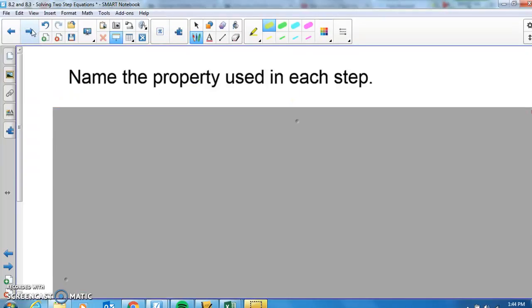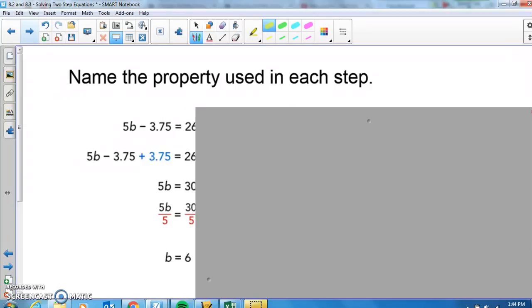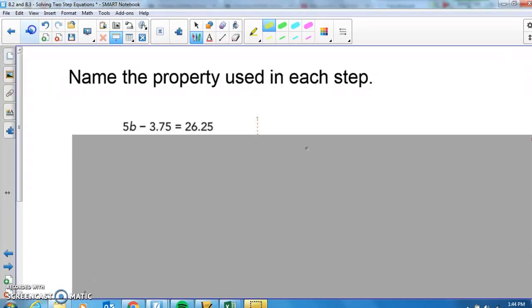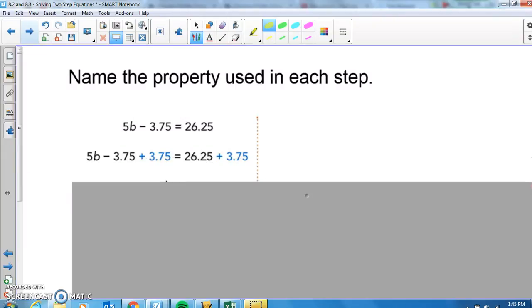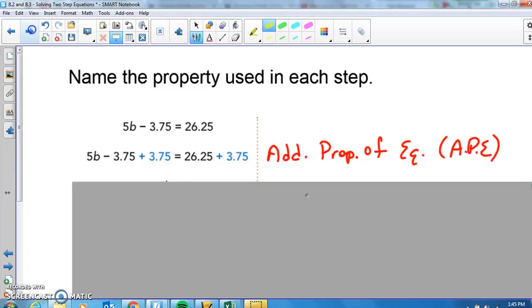All right. Now, in this particular problem, we're going to name the properties that are used in each step. So here's the original problem. If I scroll down, in blue has what we did to each side. There's a minus 3.75. If I add 3.75 to both sides, I have used the addition, and I'm going to just abbreviate it, property of equality. And I have referred to that as APE, addition property of equality.